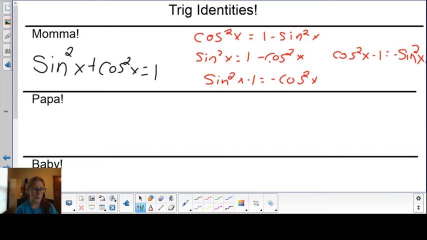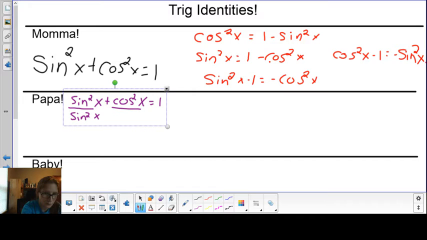In order to create the papa, I'm going to divide by sine squared. And I'm going to do this to every single thing. So I'm going to write this off to the side. This is not my actual thing yet. I'm going to divide every single thing by sine squared, and the resulting equation will be actually the papa.